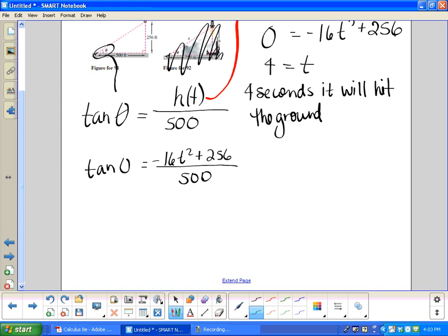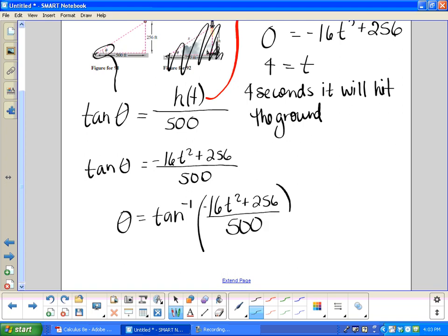Since I want d theta dt, it would make a lot of sense for me to take this equation and solve it for theta. So I'm going to make theta equal tangent inverse. Now, this is where the tangent inverse comes in. Negative 16t squared plus 256 over 500. Now I want to take the derivative, and it seems like it'll be pretty nasty.